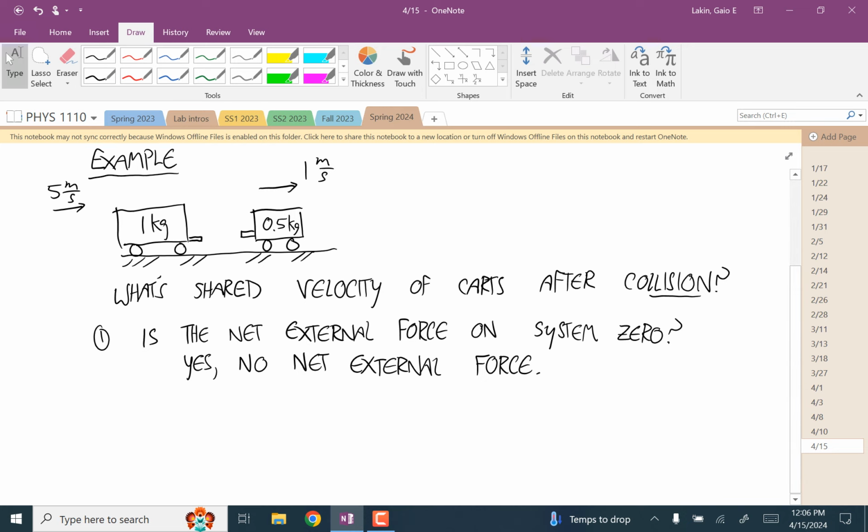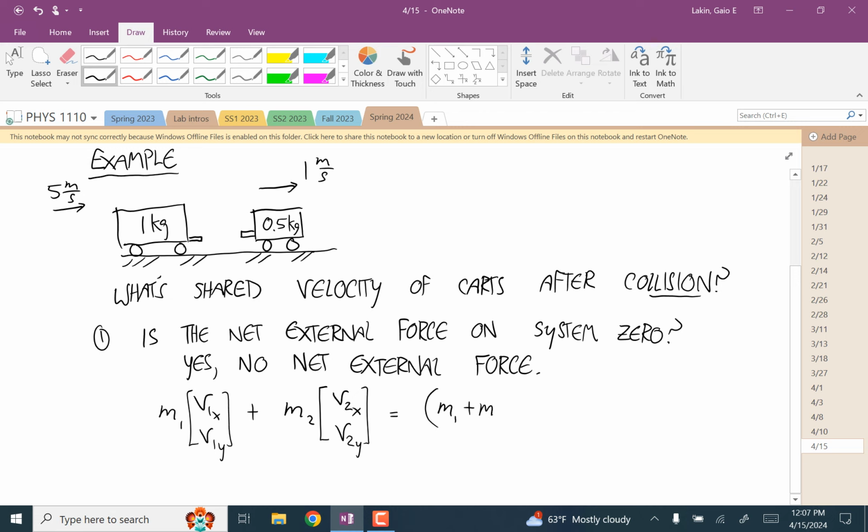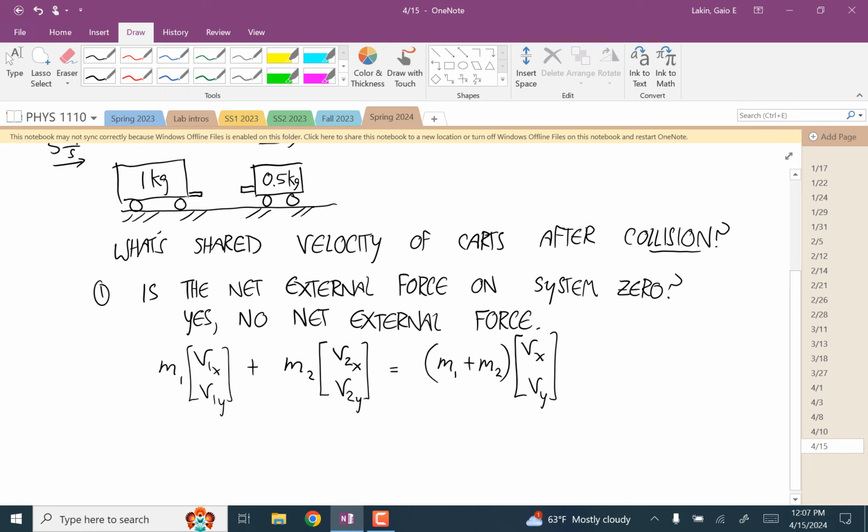And conservation of linear momentum, if the things stick together after the collision, says this. It says the mass of the first one times its velocity plus the mass of the second one times its velocity, this is before the collision, is equal to the sum of the two masses times their shared velocity after the collision.